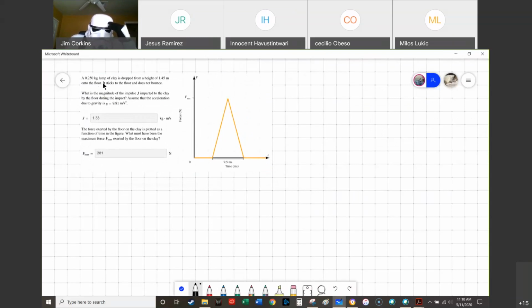A 250 gram lump of clay is dropped from a height of 1.45 meters onto the floor. It sticks to the floor and does not bounce. What is the magnitude of the impulse imparted to the clay by the floor during the impact? Assume the acceleration due to gravity is 9.81 meters per second squared. Apparently, this must be the Earth, not Tatooine or the forest moon of Endor.